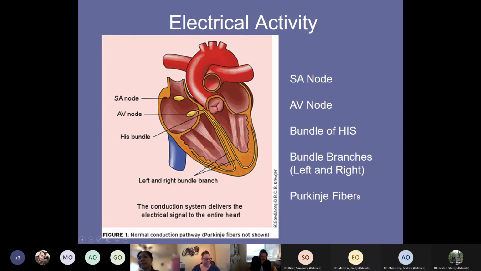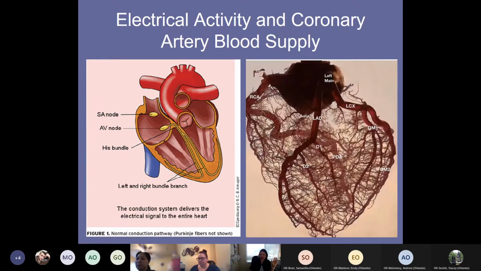It's being carried there. But if the SA node and the AV node fail, there's always the Purkinje fibers deep in the ventricles. And if those fire, they're going to fire pretty ineffectively at 20 to 40 beats per minute, okay? That is the final last resort pacemaker. Okay, so you guys know the 3 areas that can fire. Perfect.